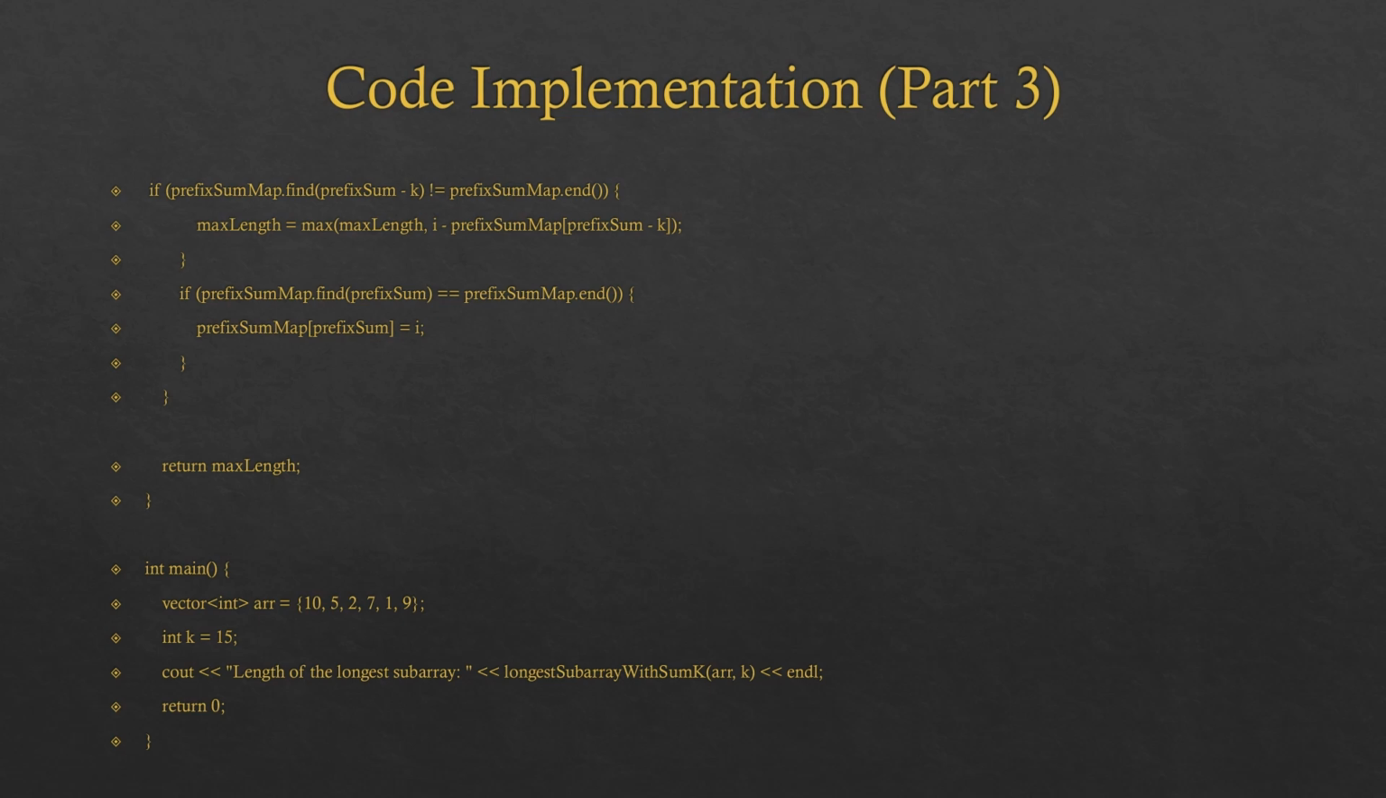Finally, if we encounter a new prefix sum, we store its index in the hash map, so we can refer to it later if needed. This way, we ensure that we are efficiently calculating the longest subarray.